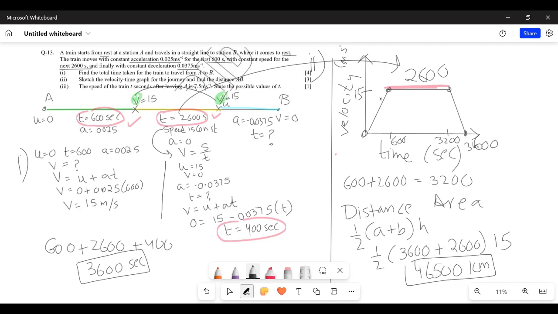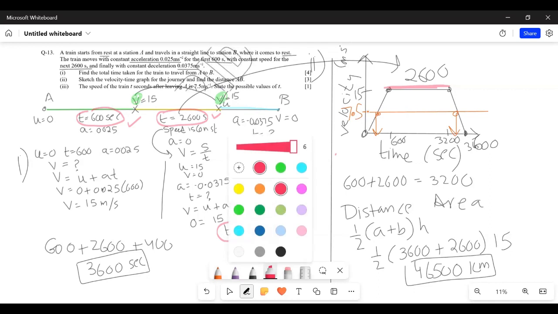Part 3. The speed of the train T seconds after leaving A is 7.5. State the possible values of T. Okay. So speed 7.5 would be somewhere over here. So we can see that at two values of time, you get the same speed here and here. So you have to find both those times that give you the same speed.